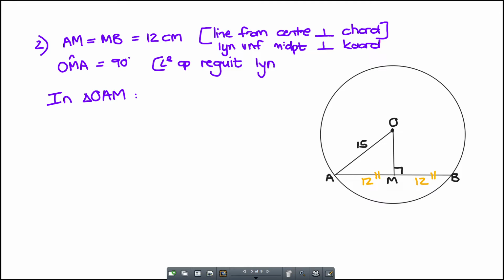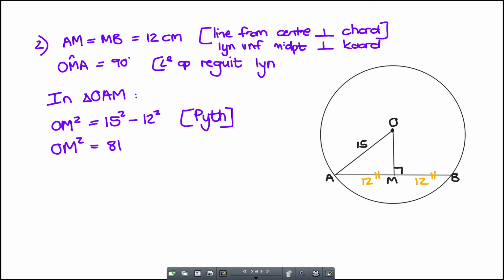Okay, so ek gaan nou sê, OM kwadraat, hierdie obviously moet jy sê, kom. So OM squared would be 15 squared minus 12 squared, en jy moet vir my sê Pythagoras. You've got to say that I used Pythagoras, né? Okay, hoeveel is OM kwadraat dan? 81. Okay, which means that OM will be 9, en hierdie, ek gaan nie weer dieselfde fout as gister maak, centimeter.